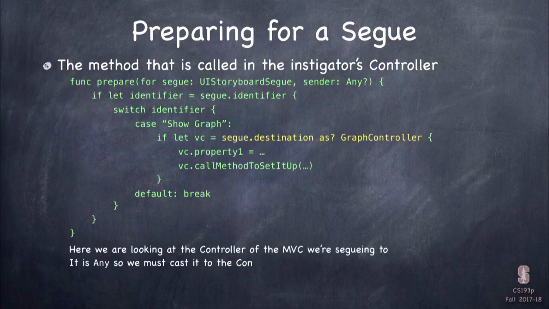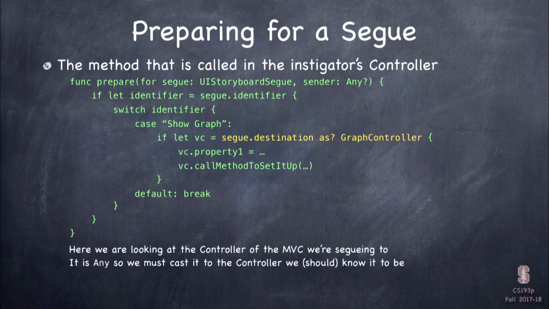Then we need to get the MVC that we are segueing to and prepare it. Well, segue.destination, that var destination in the segue object that's passed to you, is the view controller that you're segueing to, the brand new, just created MVC, right? But the type of that argument is not going to be a graph controller or something like that. It's going to be just UIViewController. That's because the UIStoryboardSegue class's var has to have a type, and it can't know anything about a graph. It was written by Apple years ago, okay? So it's of type UIViewController.